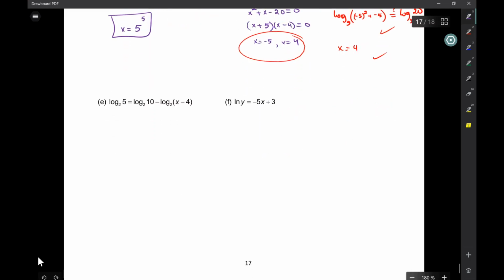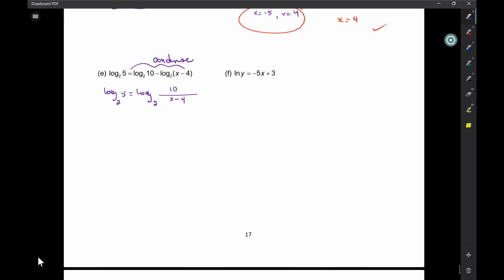Okay, here, log, log, log. First, we're going to condense this. So log base 2 of 5 is equal to log base 2 of 10 over x minus 4. Why can't you just take out the log? You can't. It's the one-to-one property, not the one-to-two property. You only can do that if you have one logarithm on either side of the equation. So log 2 of 5 doesn't equal, but log 2 of 5 equals log 2 of 10 over x minus 4, that means that 5 has to equal 10 over x minus 4.